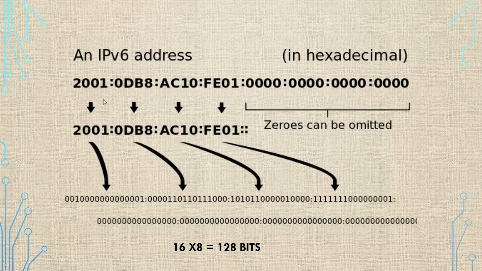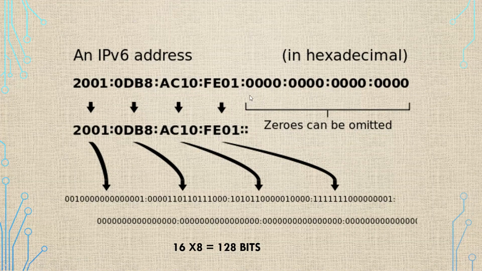Let me show you. This is an IP address. It has 4 groups which are totally zeros. So the zeros can be omitted and we can put a colon instead of this group. So we can write this long IP address in the short form. This is 2001 colon 0DB8 colon AC10 colon FE01 colon, and this colon is for these 4 groups of 0.